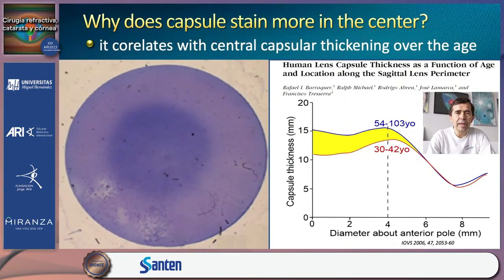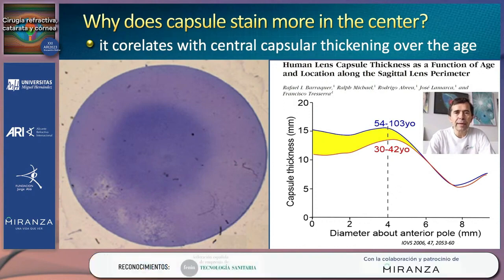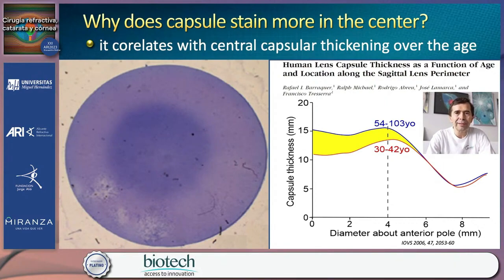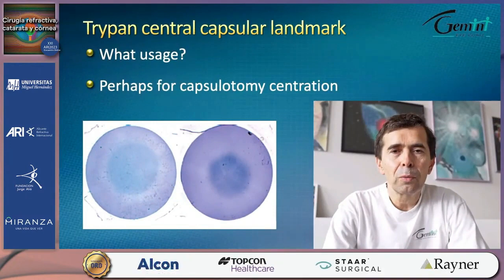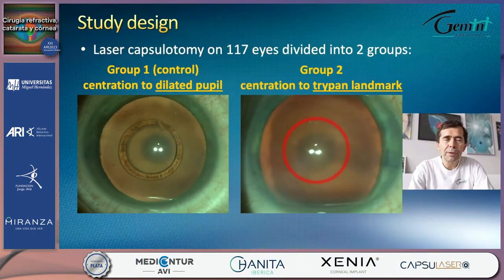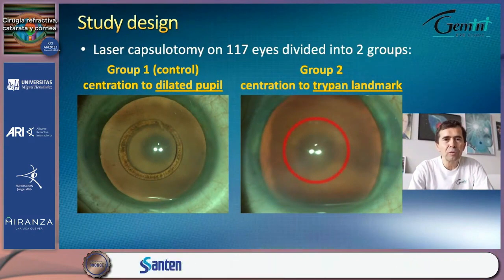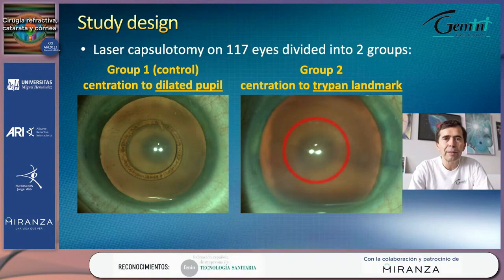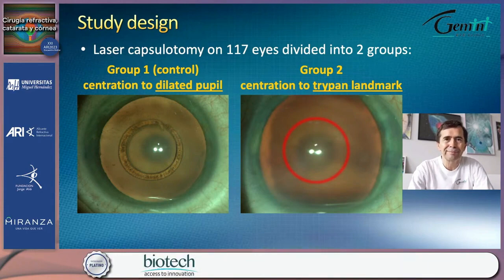Why does the capsule stain more in the center? Well, it correlates with the capsular thickening over age as published by Barraquer, and as we see on the right-hand side of this slide on the chart. So now we have described the central capsular landmark. What usage? Well, we thought perhaps it can serve for capsulotomy centration. We have created a clinical study comparing capsulotomy centration according to a dilated pupil and according to this central Trypan Capsular Landmark. We treated 117 eyes divided into these two groups.